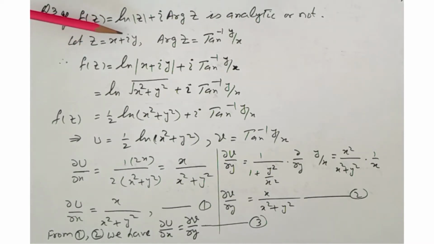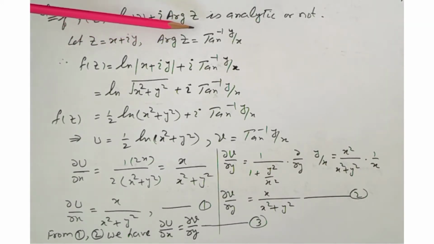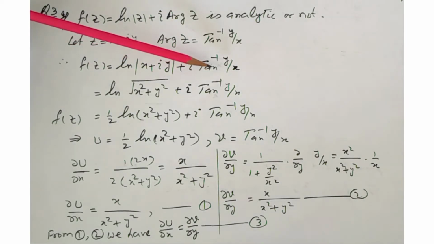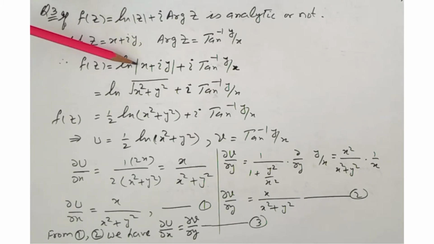Let z equal to x plus iy. So this is the formula for the argument of z: argument of z equal to tan inverse y over x. Since we know the formula, f of z equal to log of mod of (x plus iy) plus i tan inverse y over x. So by taking its mod, this is the formula for mod, under root x^2 plus y^2, plus i tan inverse y over x.